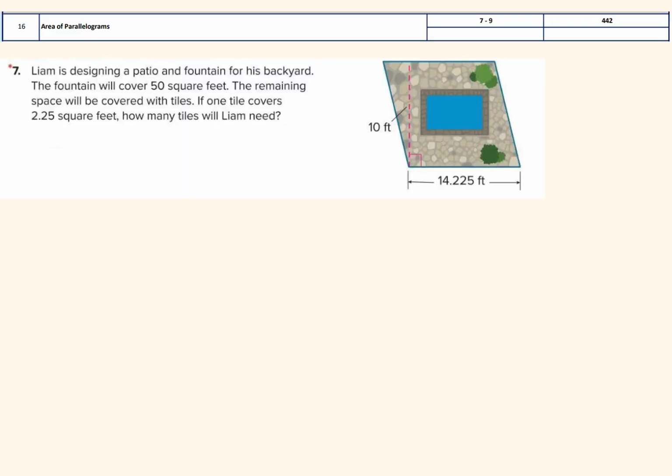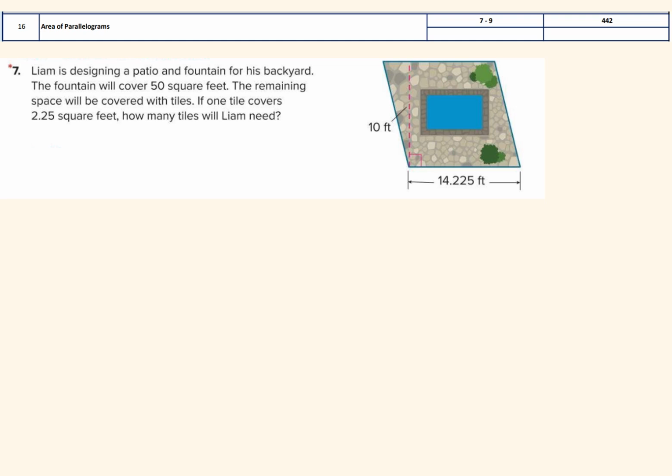Question number 7. Liam is designing a patio and fountain for his backyard. The fountain will cover 50 square feet. The remaining space will be covered with tiles. If one tile covers 2.25 square feet, how many tiles will Liam need? So in this question, we need to find the total number of tiles.